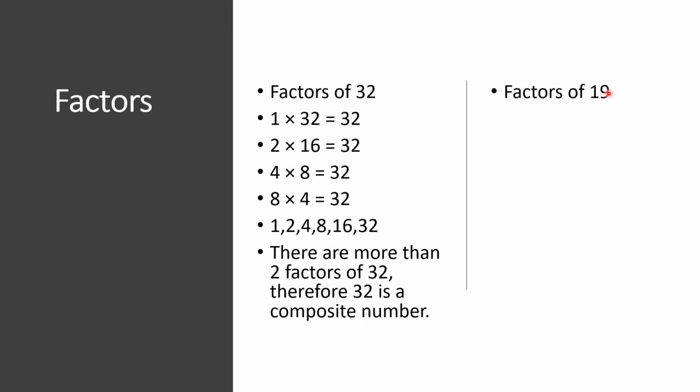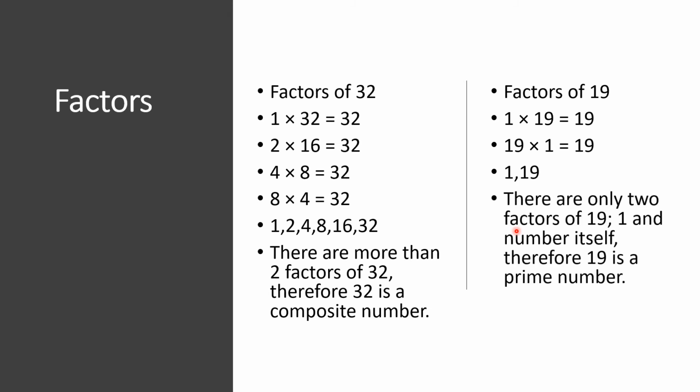Next is factors of 19. Here again we know that 1 19 is equal to 19. 19 is not divisible by 2, not by 3, not by 4, not by 5, not by 6, 7, and we know that 19 ones are equal to 19. It means 19 has only 2 factors, 1 and 19. Therefore we can say that 19 is a prime number.